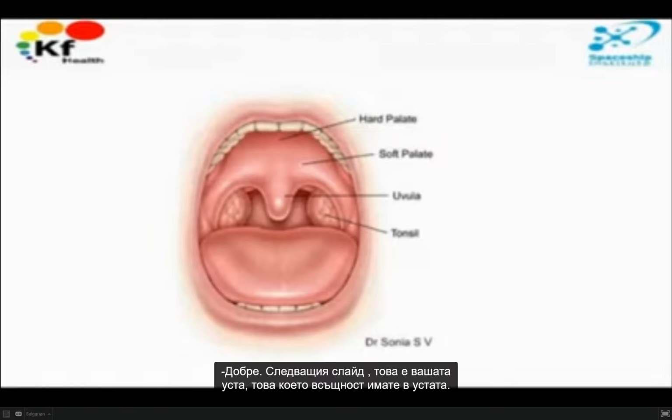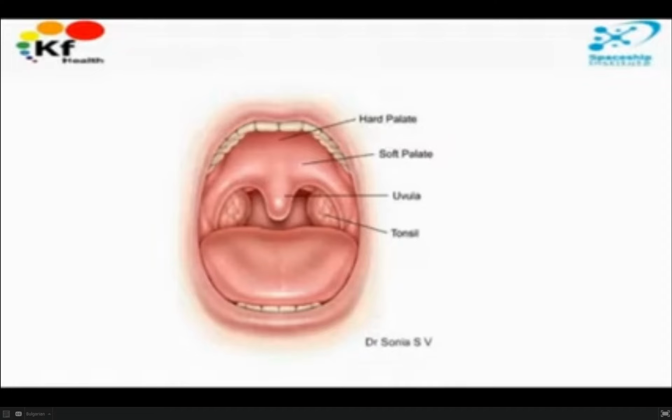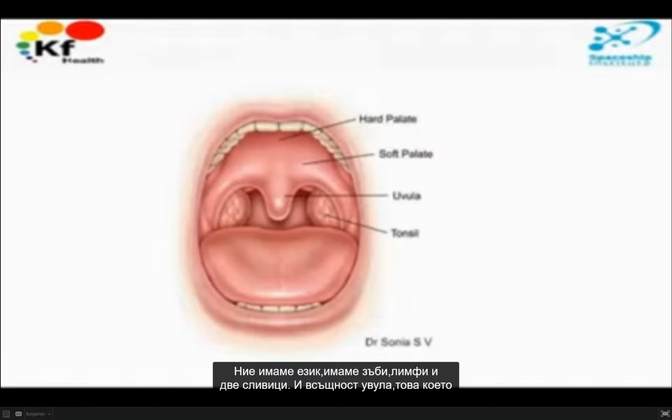So the next slide is your mouth. What you actually have in your mouth. We have a tongue, teeth, lips, and 2 tonsils. And actually, the uvula, what we call the small tongue, is the end of the soft palate. Uvula is the small tongue in English, and compared with our tongue, they have the same shape.